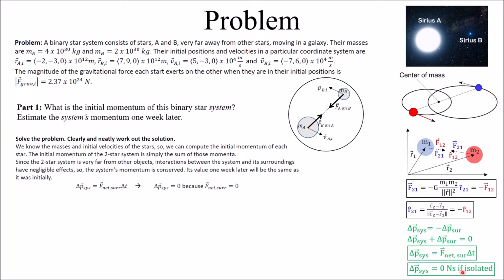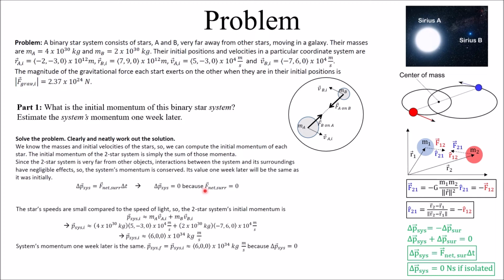And so we have an isolated system, so the change in momentum of our system is 0. What that means is that we can just look at our initial momentum, and we know that our initial momentum is going to be equal to our final momentum, because there was no change. Remember, the change is final minus initial.